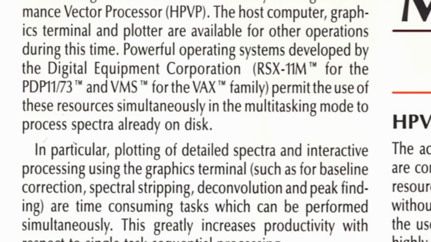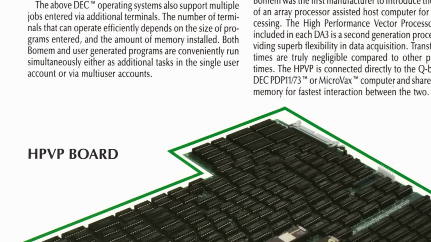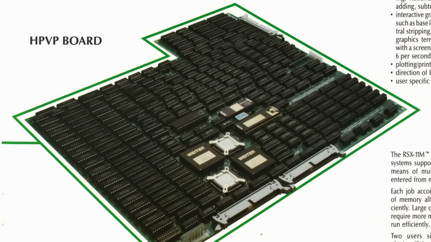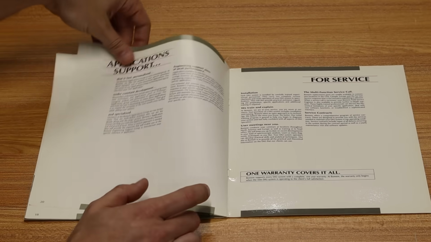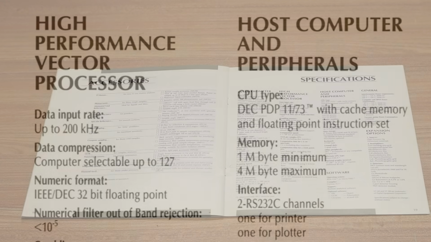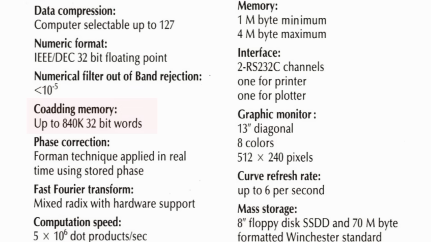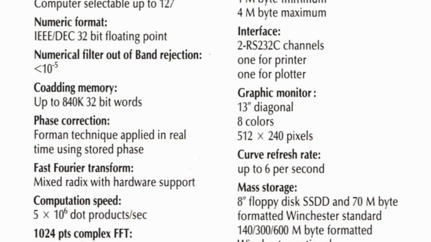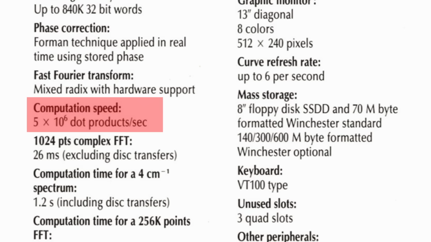There's another board that is completely unique and built by Bomem called the HPVP board, or the High Performance Vector Processor. Now, if we go all the way to the back, they've got a few specs here talking about the High Performance Vector Processor. It can do a data input rate of up to 200 kilohertz. I don't particularly know what that means. It does have co-adding memory, 840K 32-bit words. Again, I don't particularly know what that means. The computation speed is 5 times 10 to the 6th dot products per second.